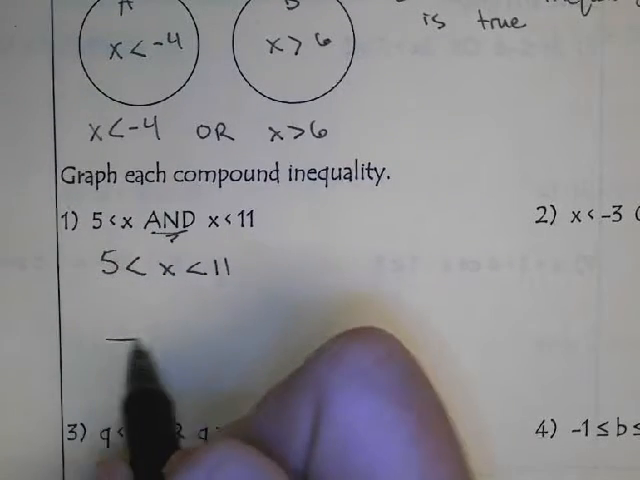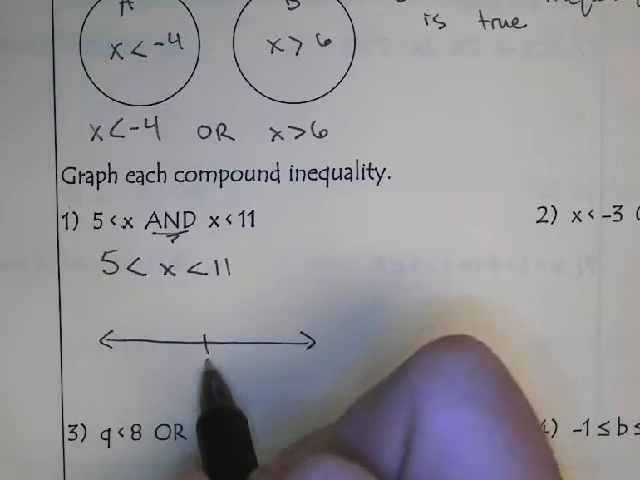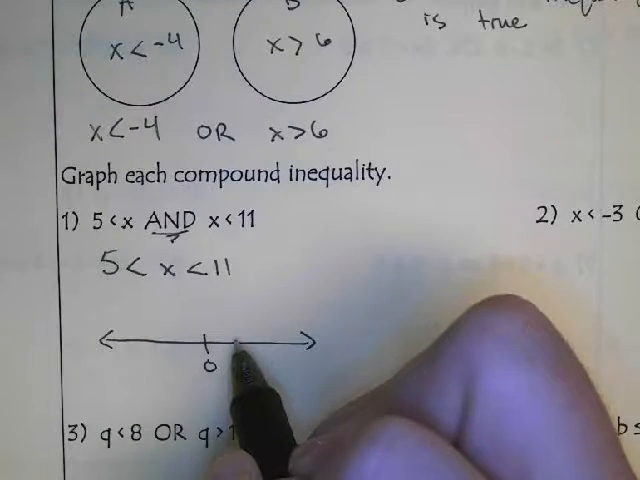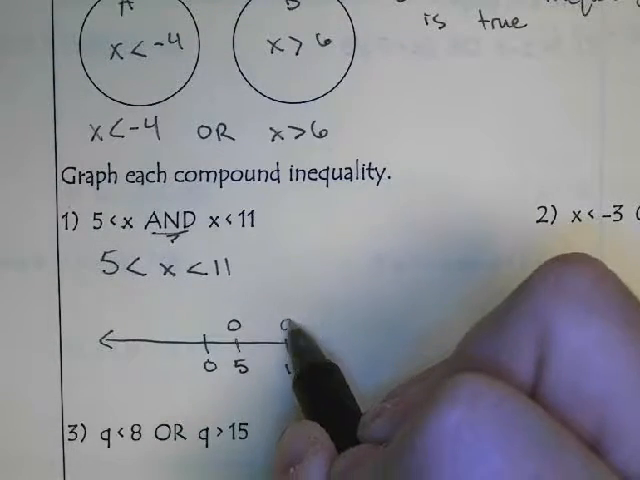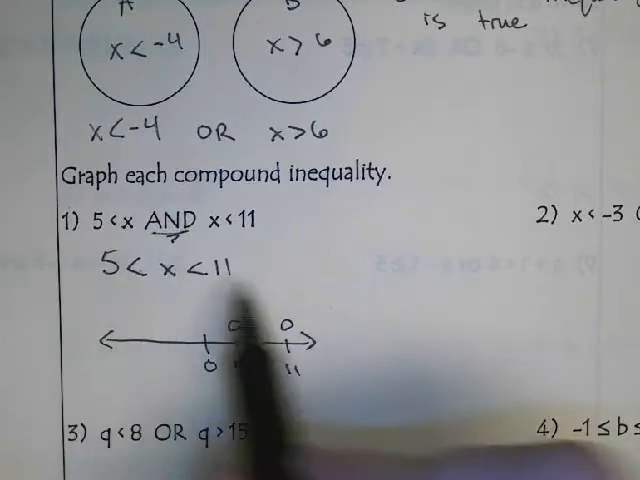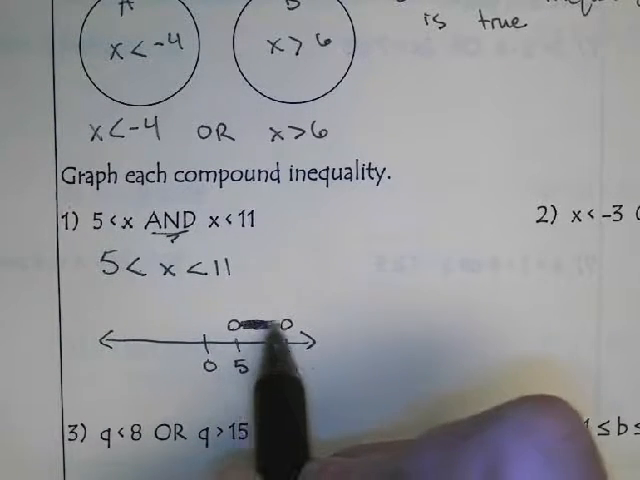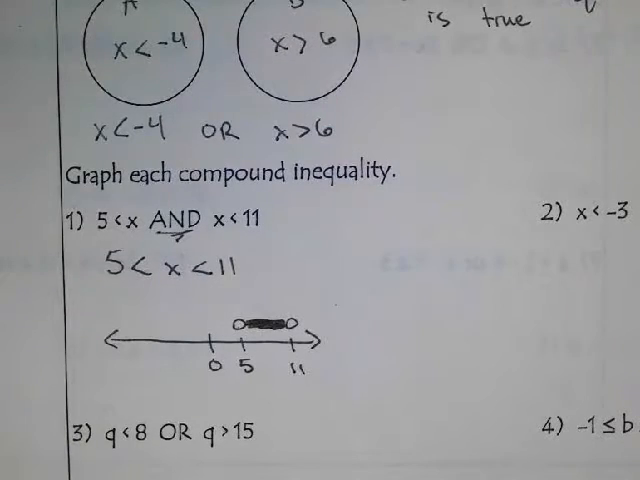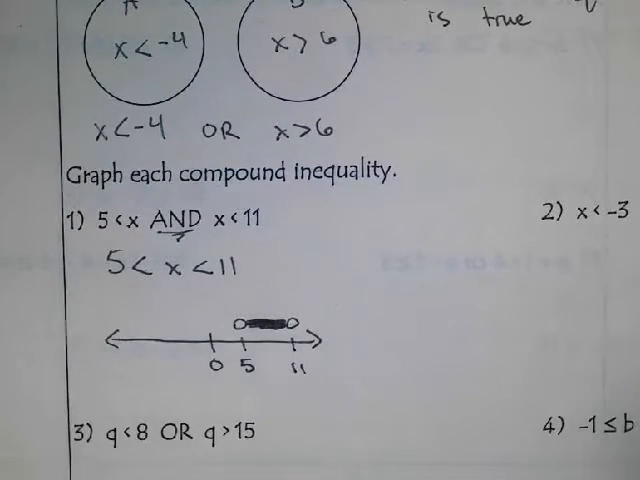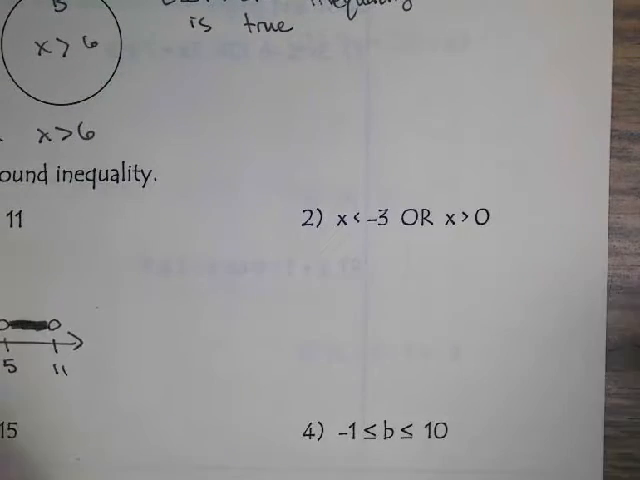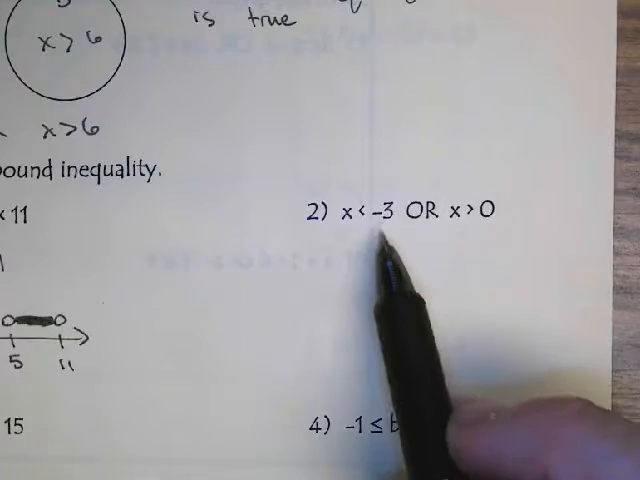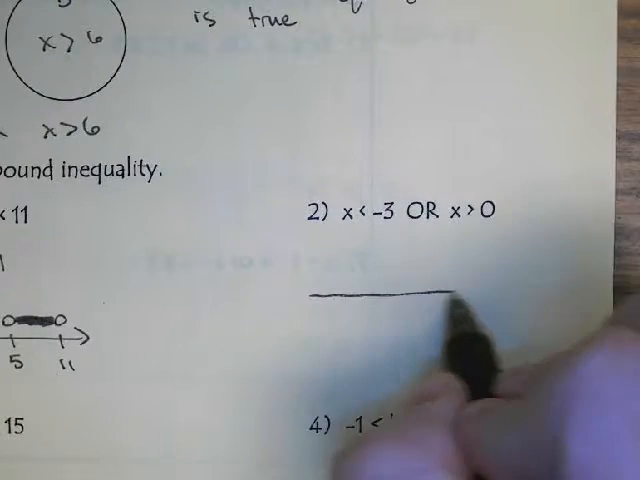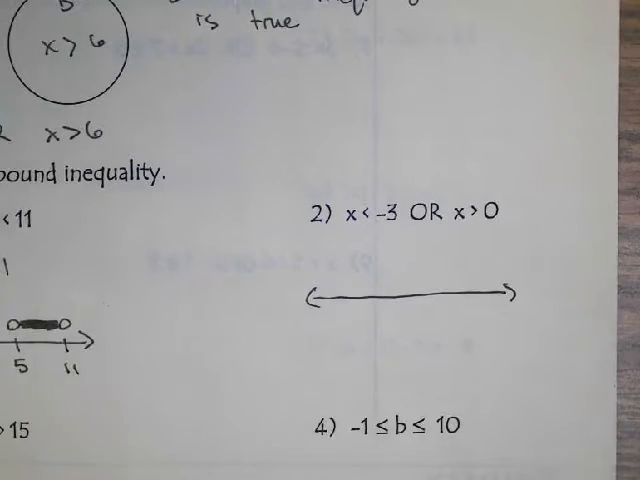When I'm graphing it, what we're graphing is all the numbers between 5 and 11. So we'll still use our open dot, closed dot idea. So 0, 5, 11, and I'd have an open dot at each, and I want to represent all the numbers in between, so I would shade in between 5 and 11. That's our "and" statement. When we have an "or" statement, it can be one or the other, so we'll just graph each one individually and see what happens.